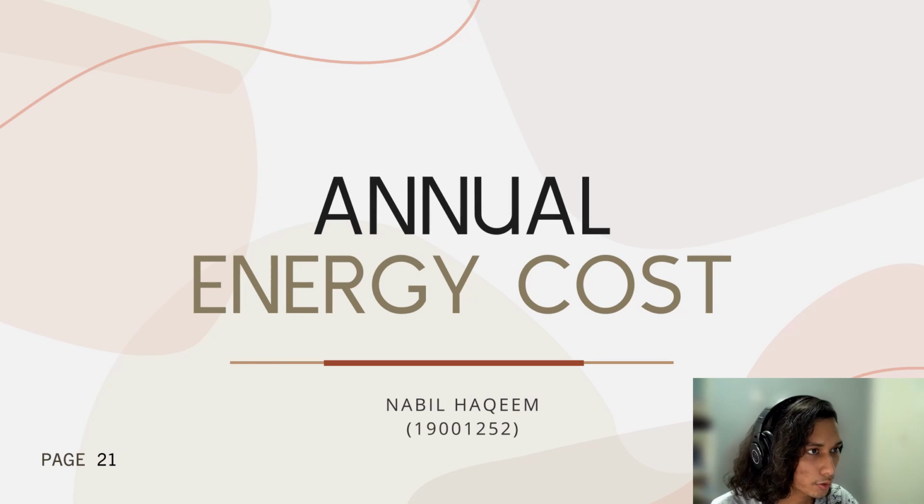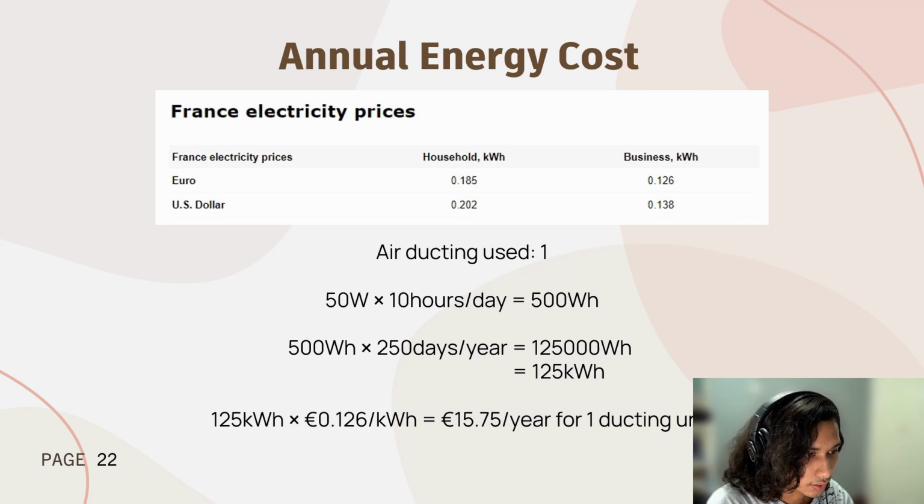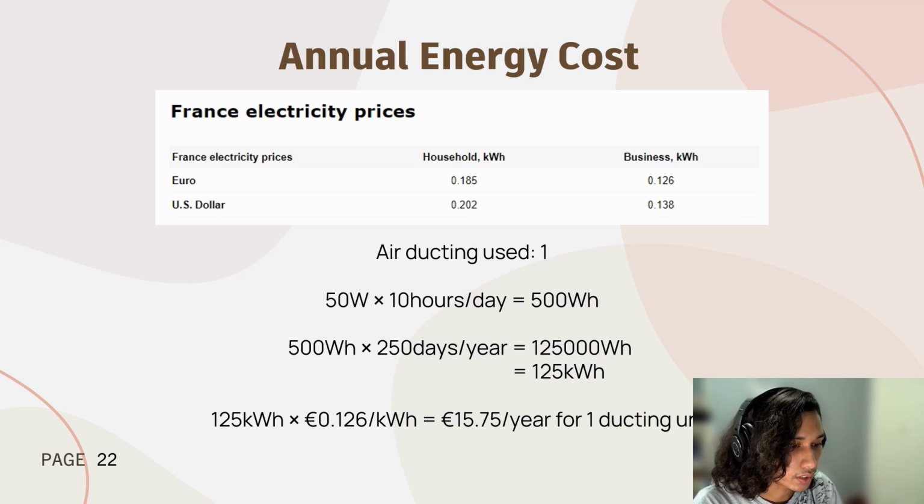Now on to the calculation for the annual energy cost. The number of air ducting units used is only 1, and one air ducting unit consumes 50 watts of power. Since it's turned on 10 hours per day, in a day it consumes 500 watt hours of power. It is also turned on for 250 days per year, giving a total of 125 kilowatt hours per year. The cost for power is 0.126 euros per kilowatt hour. This gives us a total of 15 euros and 75 cents per year for this one air ducting unit.